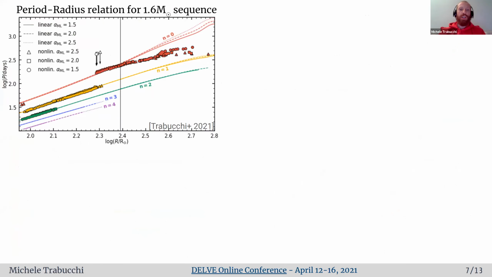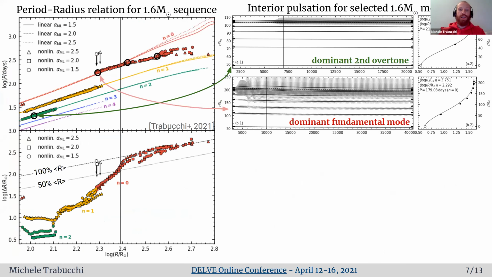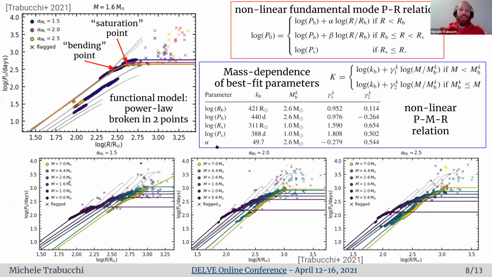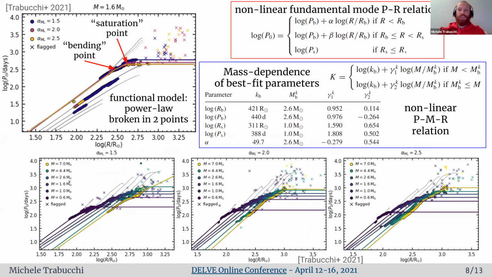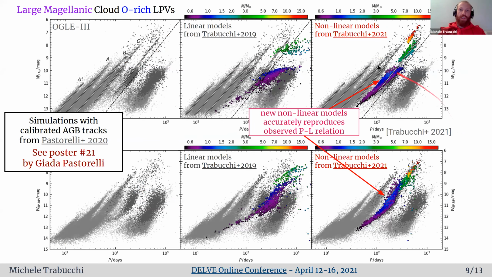Our approach in implementing these results into the simulation is basically, well, the simulation is a mock catalog, a list of simulated sources with given masses and radii and luminosity in different photometric bands. So we use this relation to compute the period for each source. Then we display them. We simply compare the period luminosity diagram. So it's just a different kind of modeling.